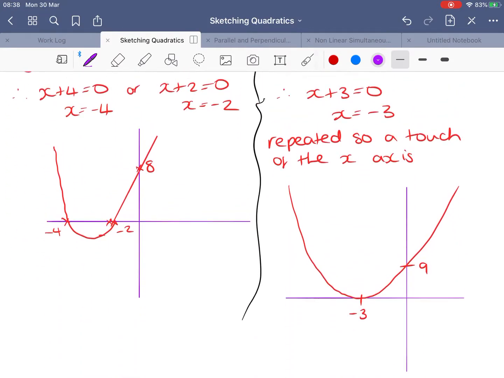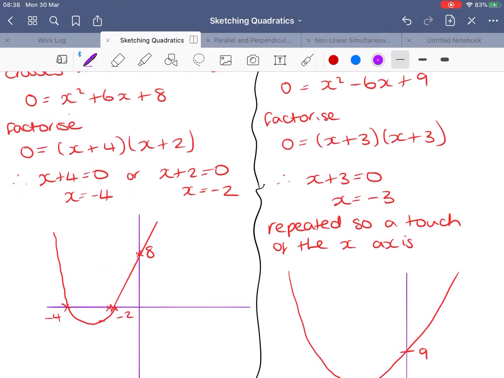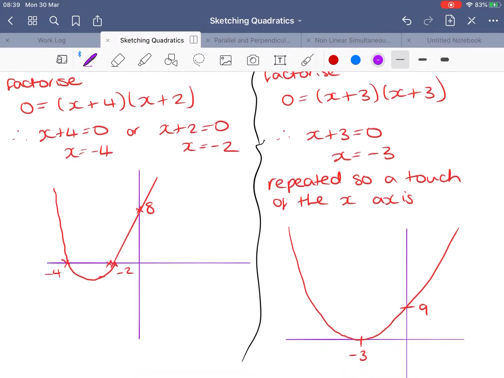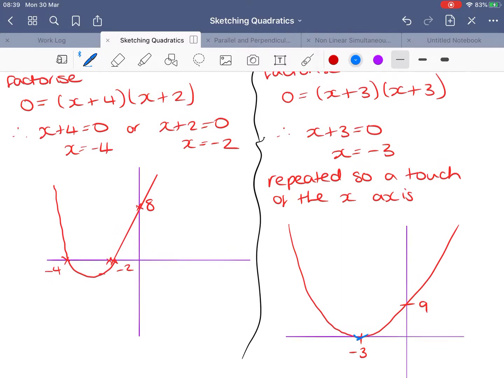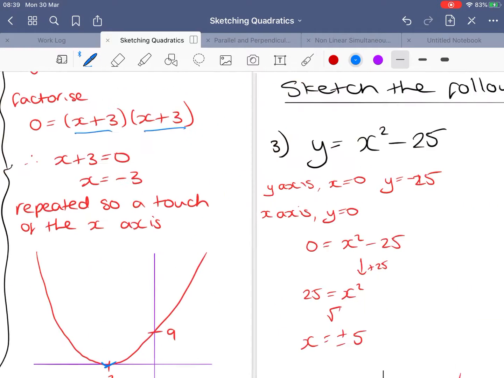Well, if it crosses the x-axis at minus 3 and it almost does it twice, you imagine that it goes through the axis and then comes straight back out again. So that's when it just touches, okay? And we call that a repeated solution because it was x plus 3 twice. So you almost had it's either x plus 3 or x plus 3. So it was a repeated solution. And in that case, it just touches the axis.